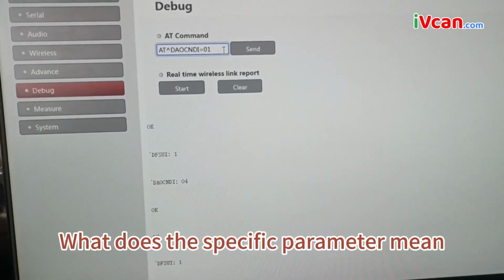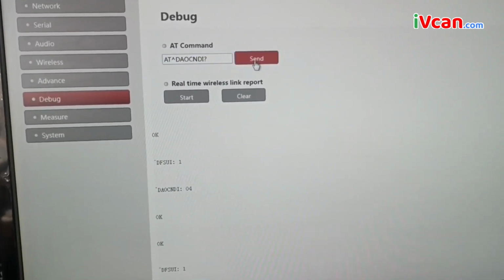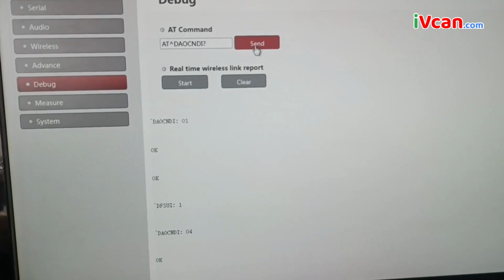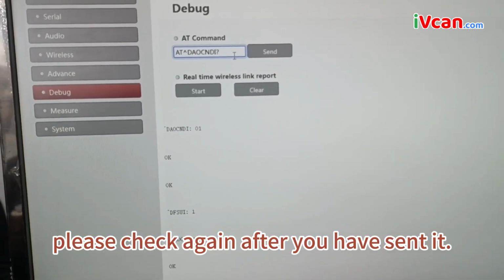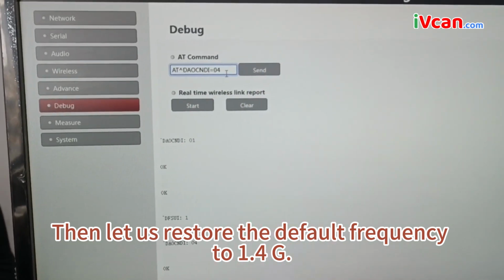What does the specific parameter mean? Please check the CR documentation. Please check again after you have sent it. Then let us restore the default frequency to 1.4 G.